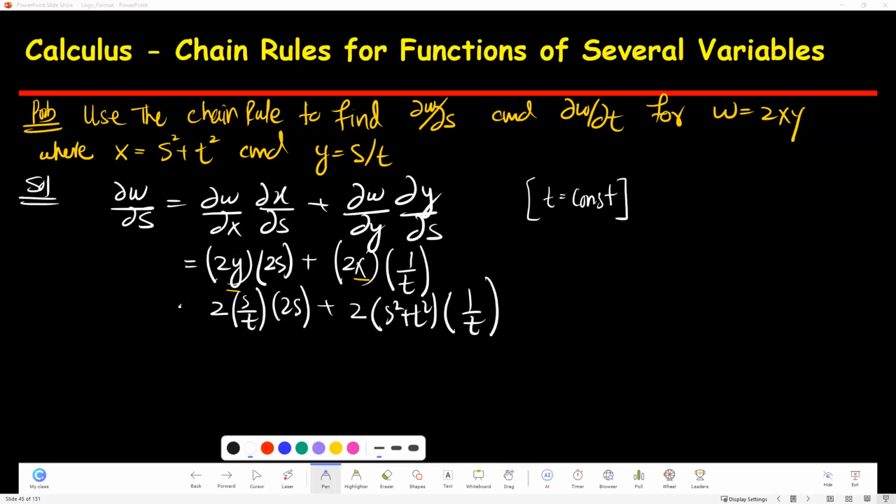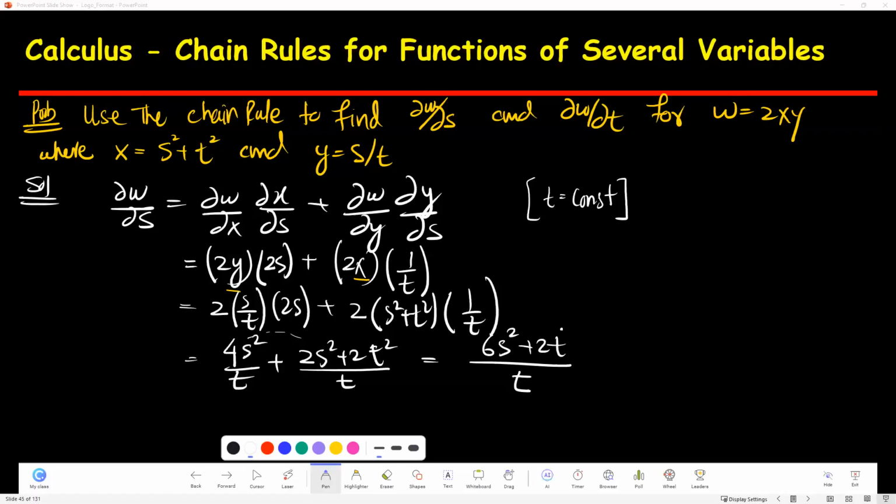Maybe I can simplify a little bit more. It will be 4s squared over t plus 2s squared plus 2t squared over t. If I take the least common multiple, LCM, between the two, I can just add these two and this one. It's going to be 6s squared plus 2t squared over t. I don't think you can do much further simplification, but if you want to take the common 2, you can take it, but I think it's good to go right now.